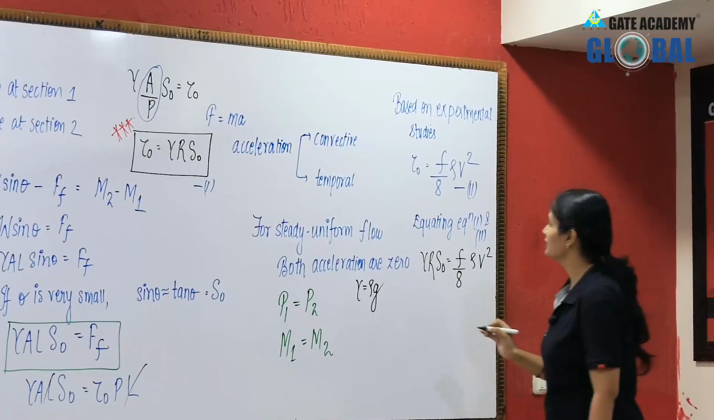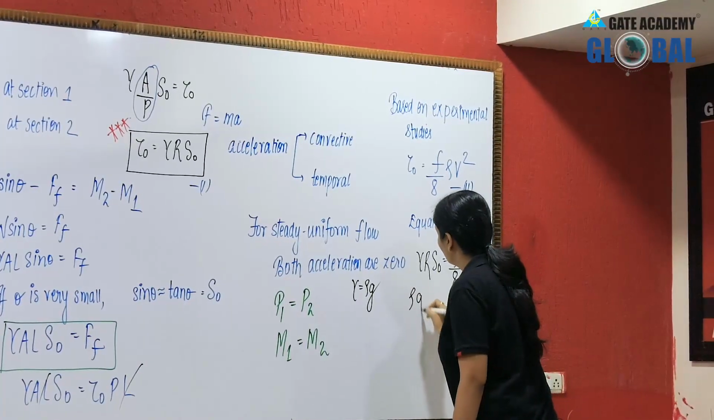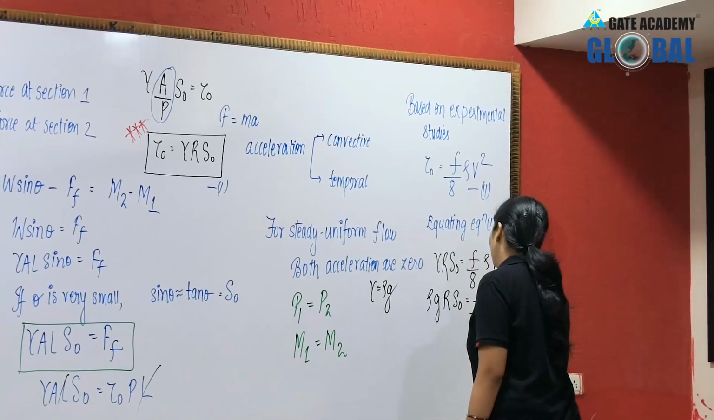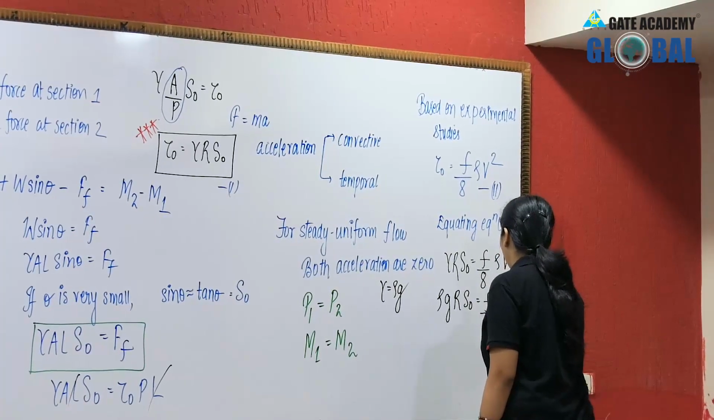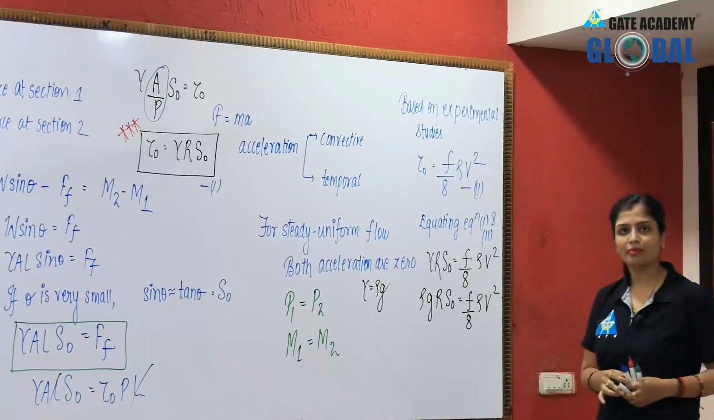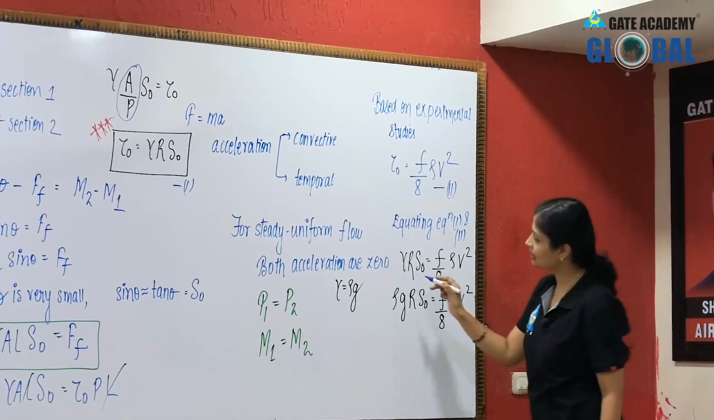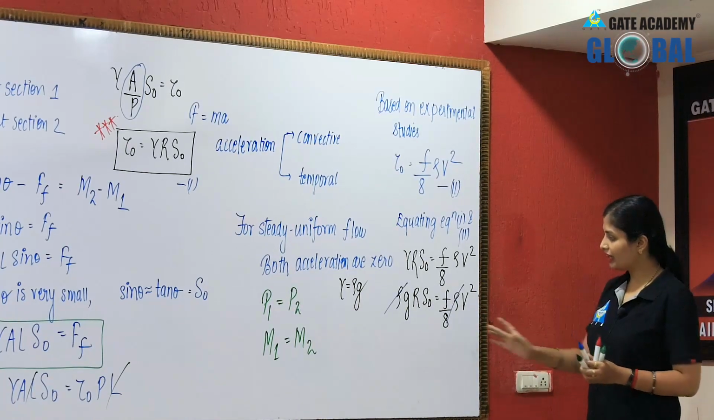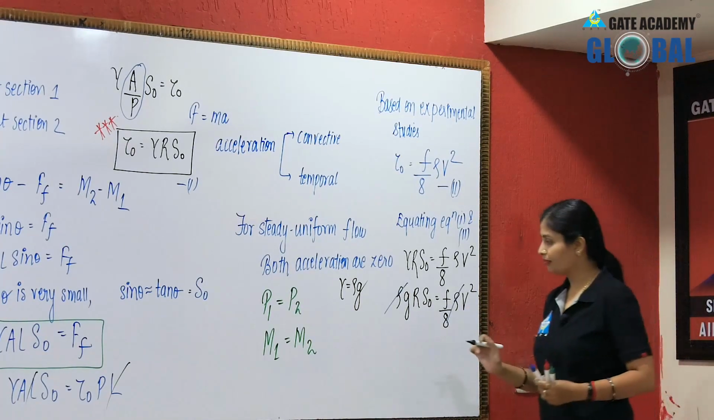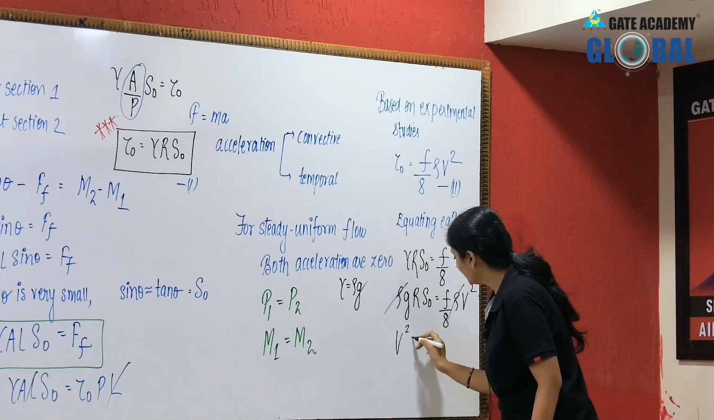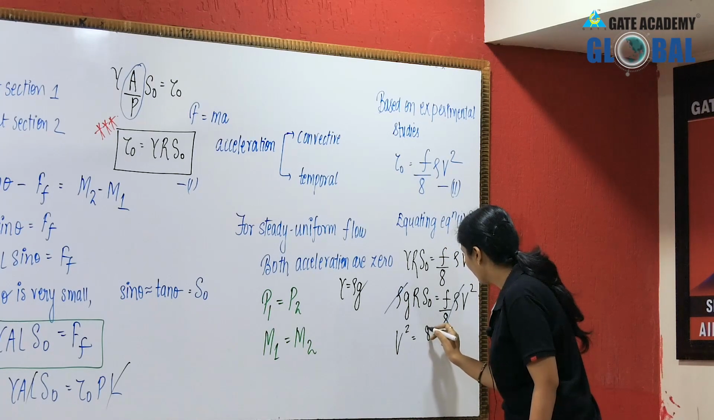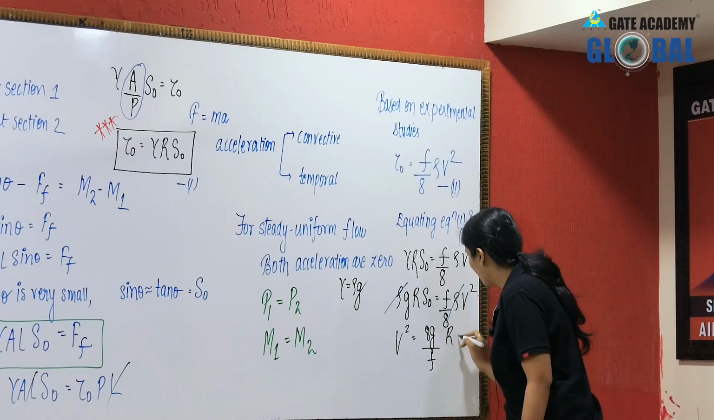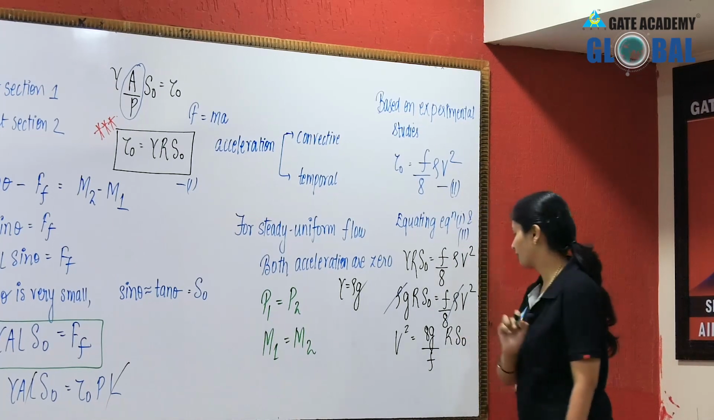So what you can do is rho g R S naught is equal to f by 8 rho V square. Fine. So what you can see, this rho and this rho will get cancelled out. Now substitute everything, I just want the velocity only. So what you will get, V square is equal to 8g by f R S naught.